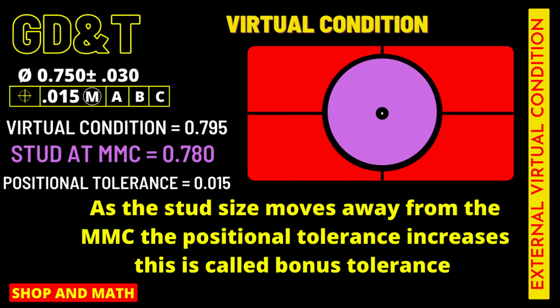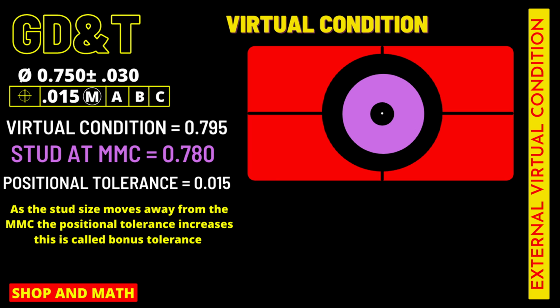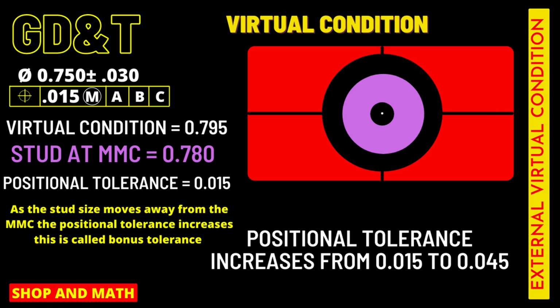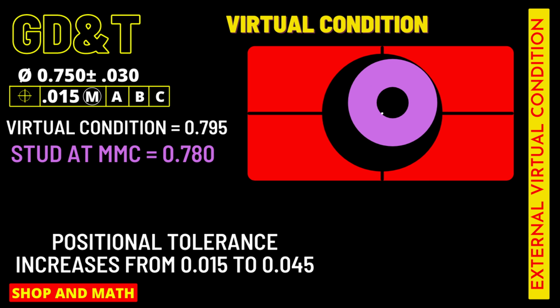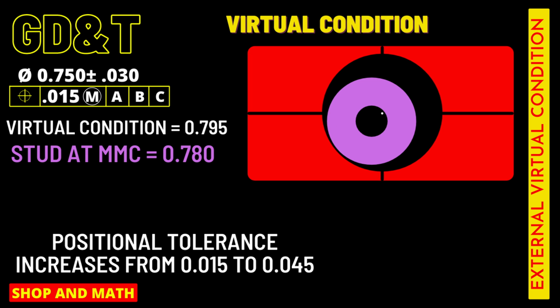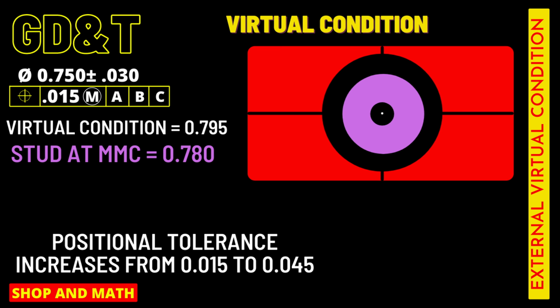As the feature of size, the stud, moves away from maximum material condition, you can increase the bonus tolerance. In this example, we are going to change the size of the stud from 0.78 to 0.75. This will give us a bonus tolerance of 0.03. So with the bonus tolerance of 0.03 plus the positional tolerance of 0.015, therefore the stud can be out of position by 0.045 in any direction.